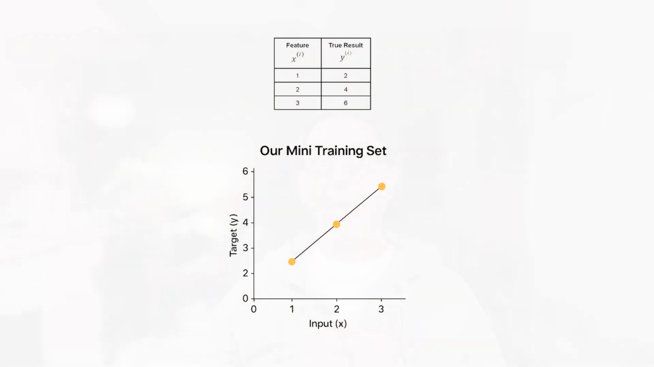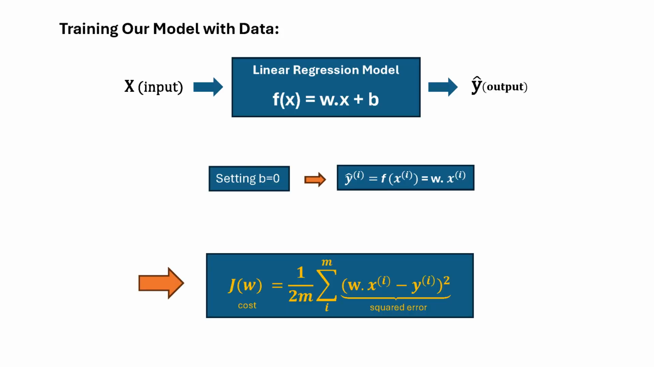Let's consider a very simple training set. Imagine I give you 3 tiny data points, super clean and simple. If you plotted them on a graph, you would see they fall perfectly in a line. Now, let us use a simplified model of f(x) = w·x + b for our test, and let's assume b equals 0. No b for now. We will bring the bias term back later.